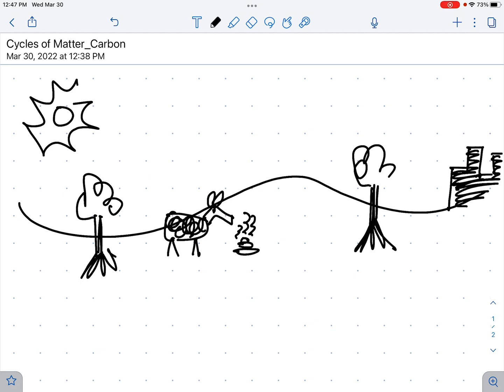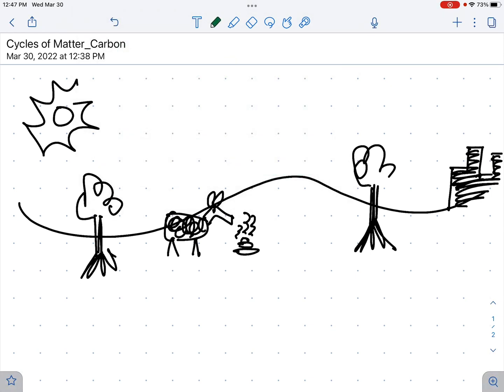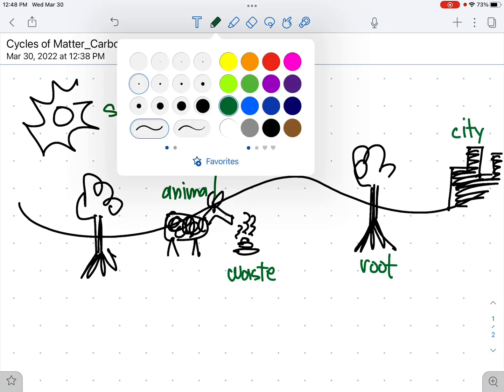So we're going to add some images or add some words, and then we're going to add the arrows. You might want to change the color, diversify what's going on. So we're going to have sun. We have the animal. You're going to have waste. And then we're going to have root. We'll call this city. Change the color again.